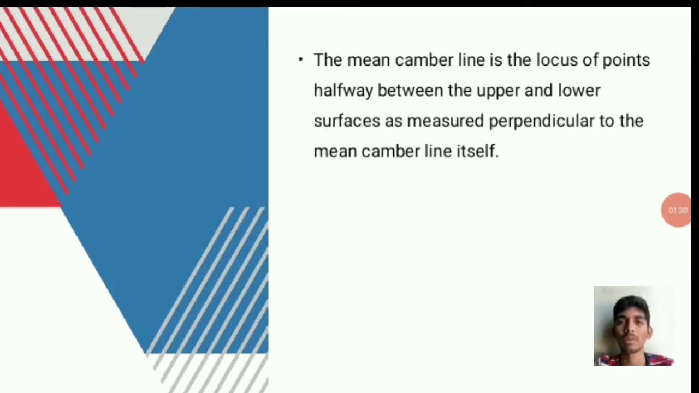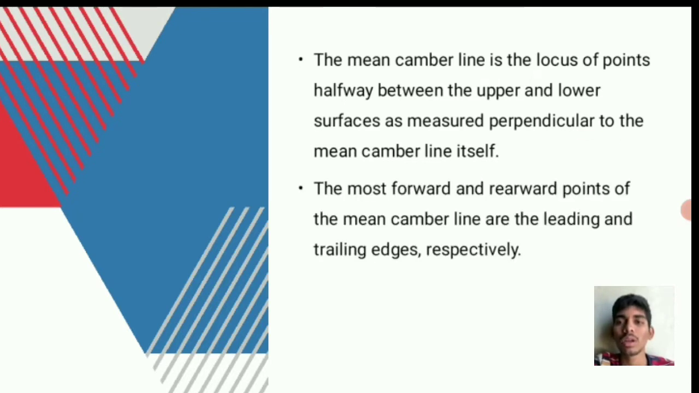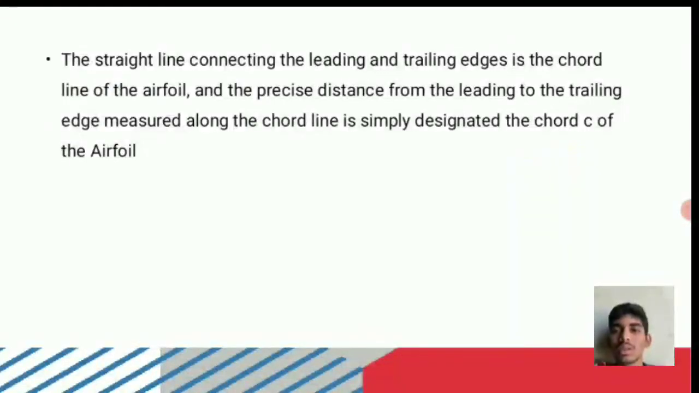Next, the mean camber line is the locus of points halfway between the upper and lower surfaces, measured perpendicular to the mean camber line itself. The most forward and rearward points of the mean camber line are the leading and trailing edges respectively. The straight line connecting the leading and trailing edge is the chord line of the airfoil, and the precise distance from the leading to the trailing edge measured along the chord line is simply designated the chord c of the airfoil.